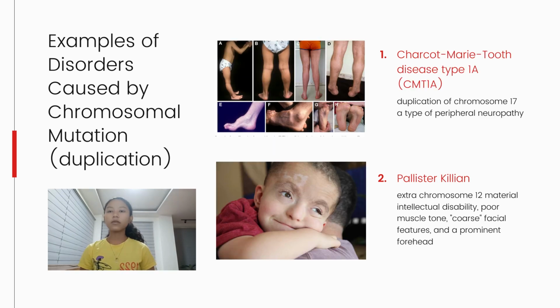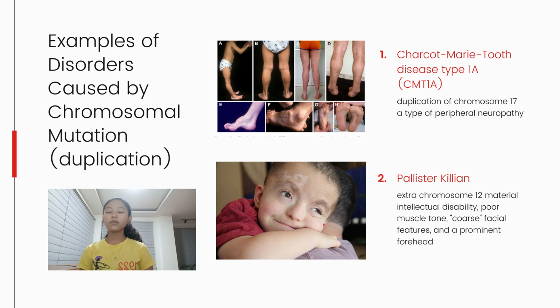For duplication, first is Charcot-Marie-Tooth Disease Type 1A, or CMT1A. It is a duplication of chromosome 17 and it is a type of peripheral neuropathy, a condition affecting the transmission of information between the central nervous system, such as the brain and the spinal cord, and the rest of the body. Next is Pallister-Killian. It is a result of extra chromosome 12 material.